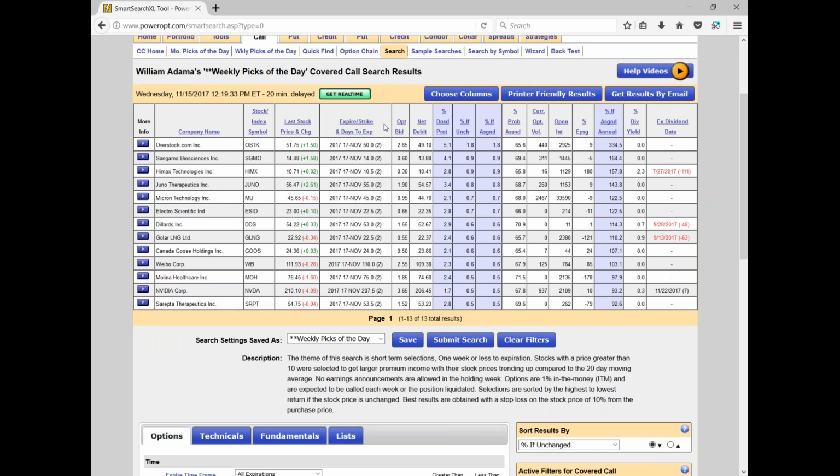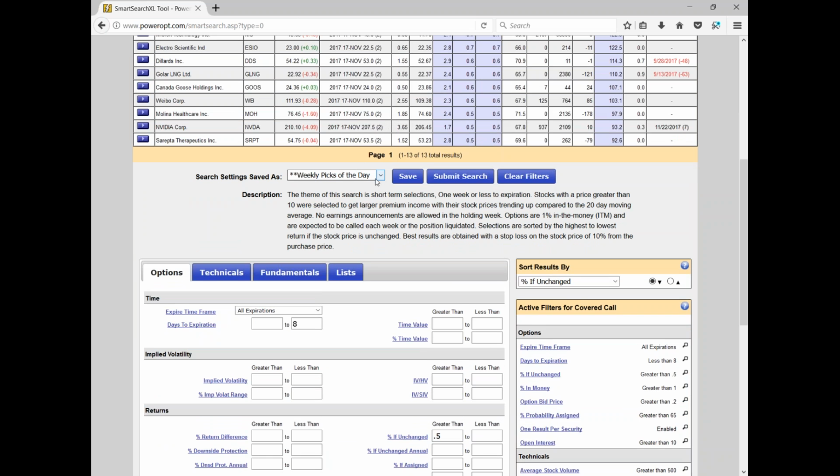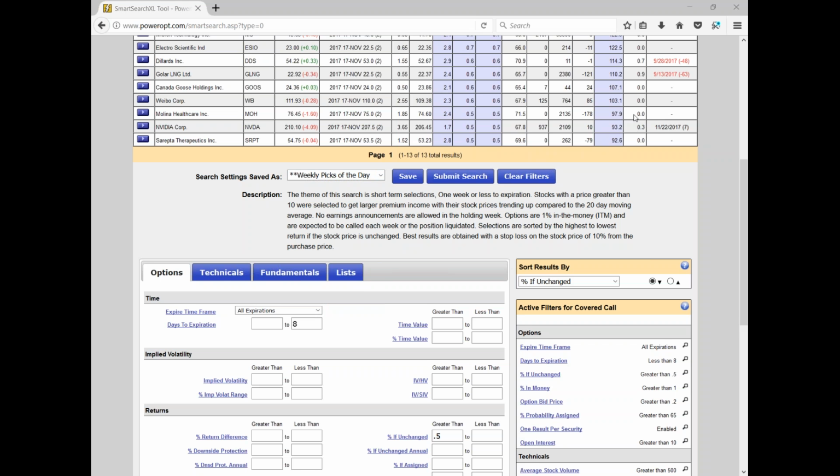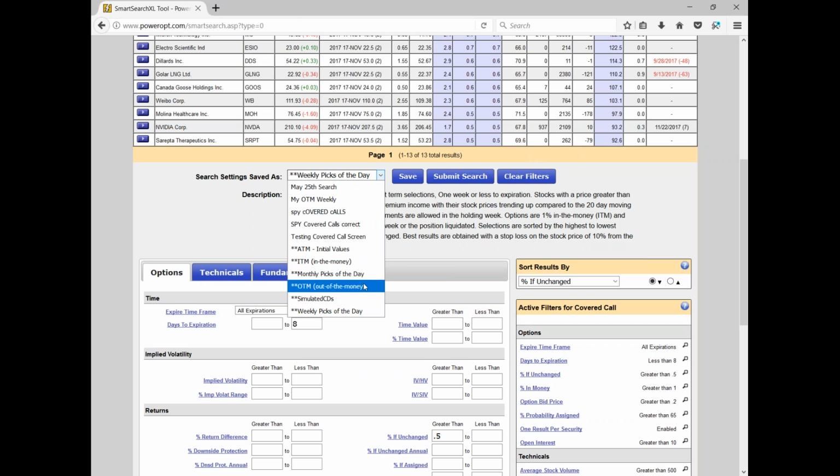So let's scroll down here and take a look. We're looking at the weekly picks of the day screen. We also have other default searches for you for at the money, in the money, the monthly picks of the day, and out of the money covered calls.